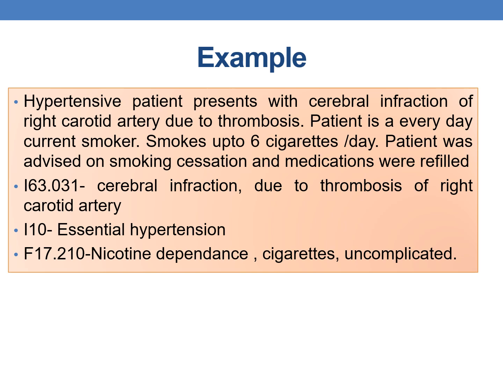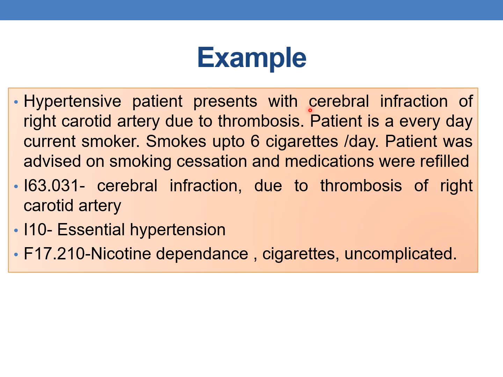Now let us see an example. A hypertensive patient presents with cerebral infarction of the right carotid artery due to thrombosis. The patient is an everyday current smoker, smoking up to 6 cigarettes per day. The patient was advised on smoking cessation and medications were refilled. So what are the appropriate ICD codes here?